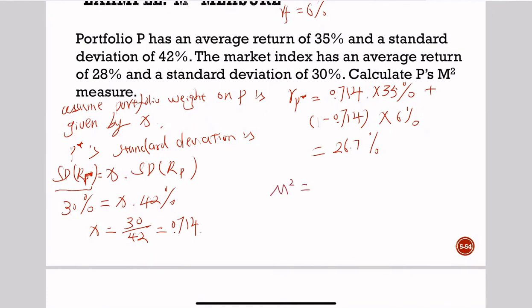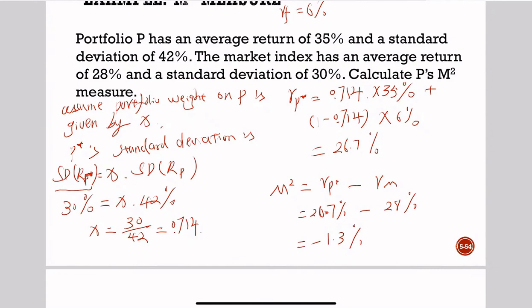And then we can find out this M squared measure is our P star minus the return of the market. So 26.7% minus 28%, which is negative 1.3%. So you can see that this portfolio P is underperforming the market, right?